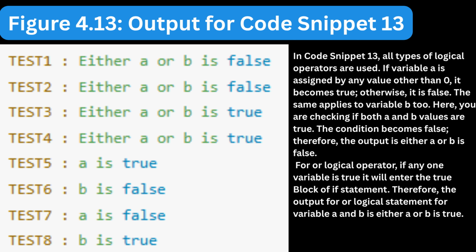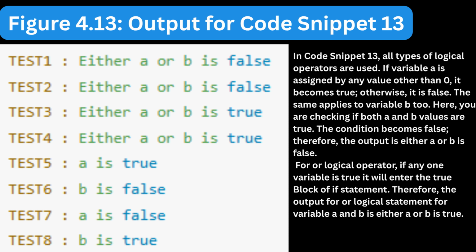Finally, the NOT operator was applied, for if (!$a). PHP first saw that $a was true and then flipped it to false. So the else branch ran and test 7 printed "a is false". For if (!$b), $b was false and NOT turned it into true. So test 8 printed "b is true".